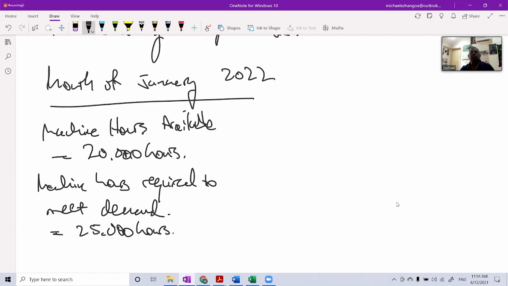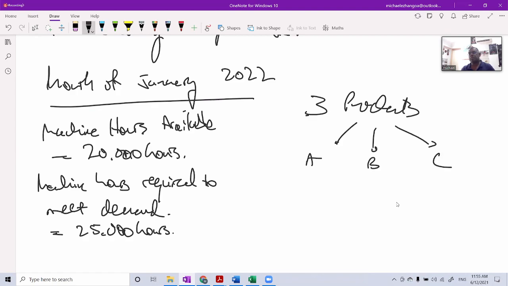So let's assume you have 3 products you can make. 3 products, you have product A, B, C. Now, you need 25,000 hours to meet demand, correct? But as it stands, you only have 20,000, which means there's 1, maybe 2 products that you might have to reduce the number of units you're going to make. All right. So I'll put this in red.